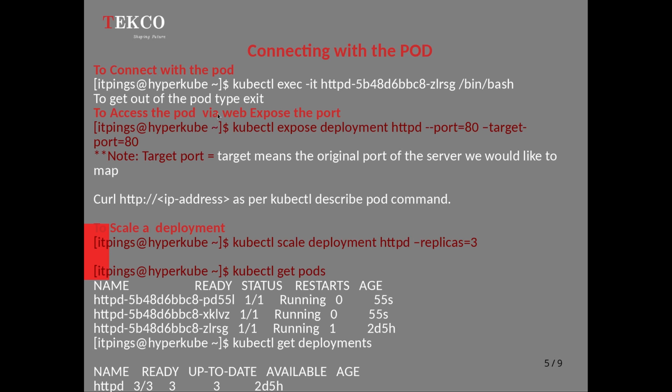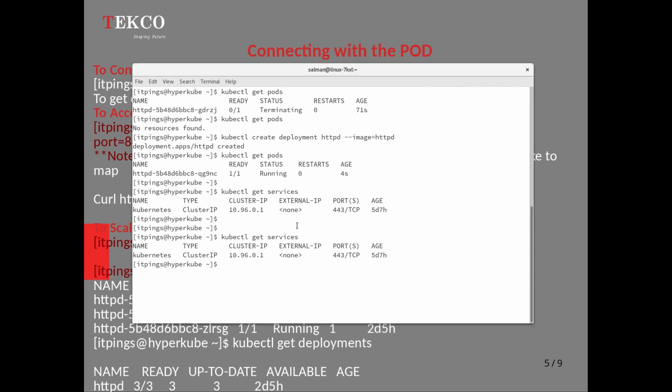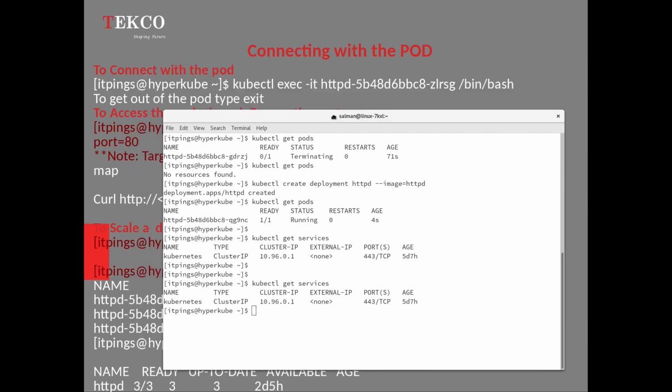To do that, we need to expose the ports, and we can expose the ports with kubectl expose deployment httpd --port=80 --target-port=80. Target means the original port of the server we would like to map, and this port can be anything. So let's go back and we will use that.